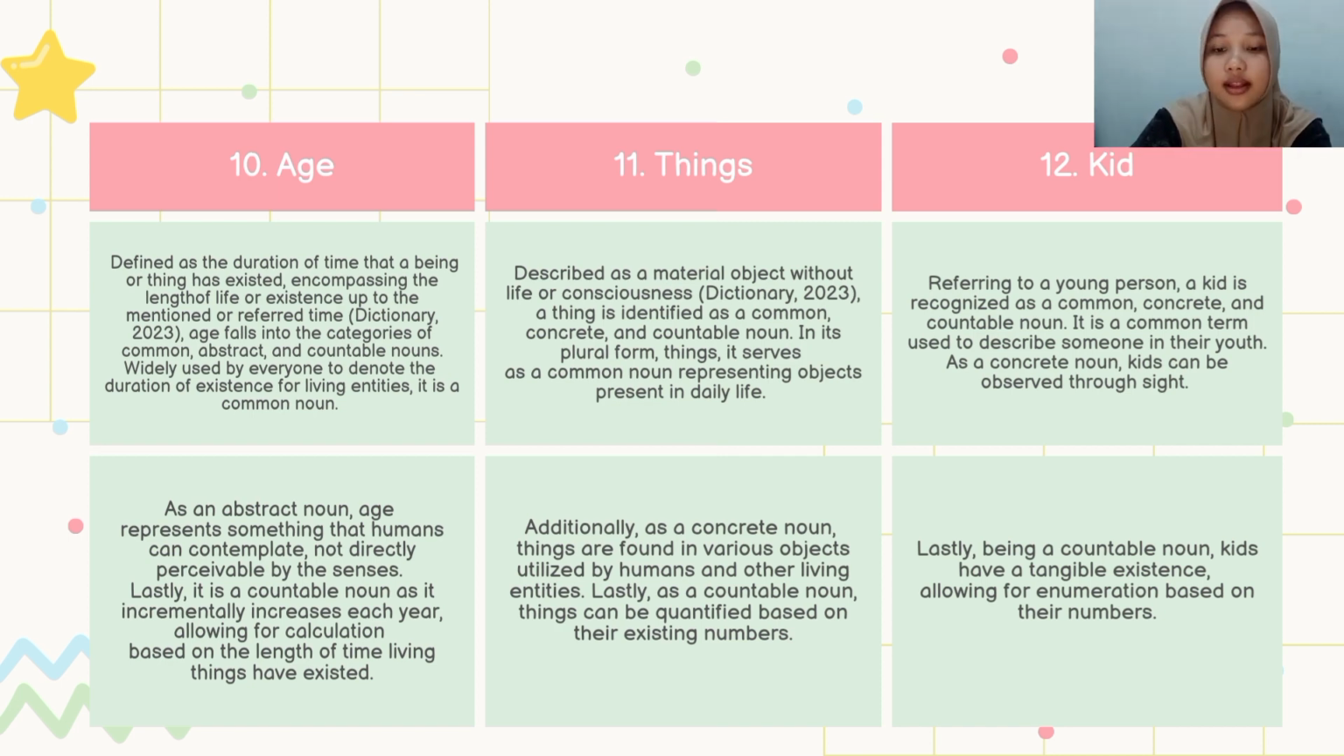Twelve is kid. Referring to a young person, a kid is recognized as a common, concrete, and countable noun. It is a common term used to describe someone in their youth. As a concrete noun, kids can be observed through sight. Lastly, being a countable noun, kids have a tangible existence, allowing for enumeration based on their numbers.